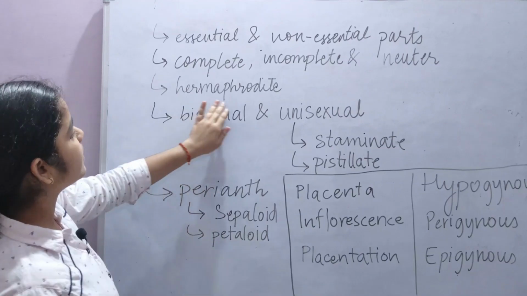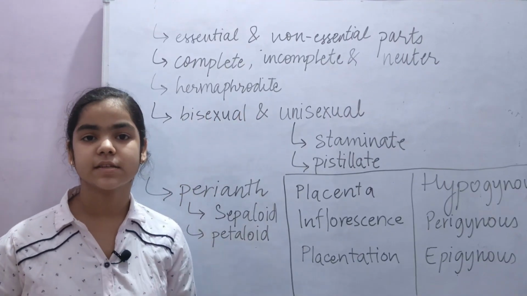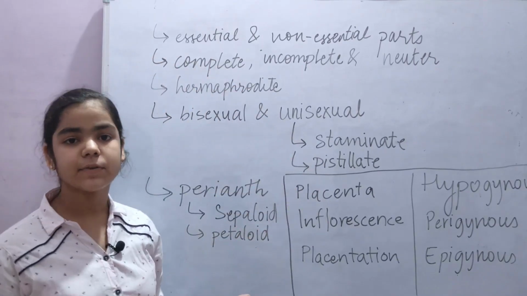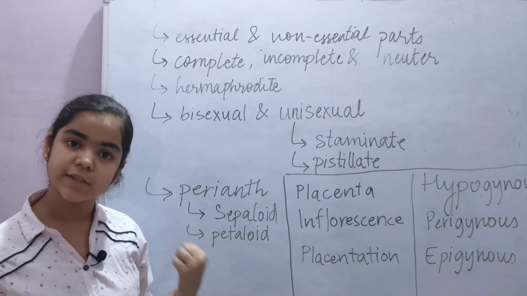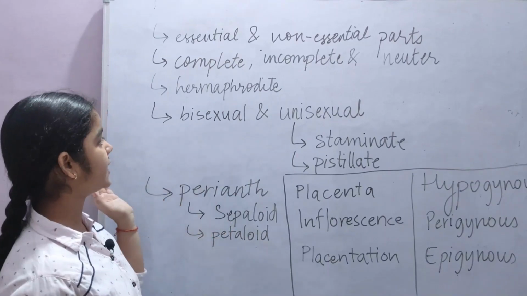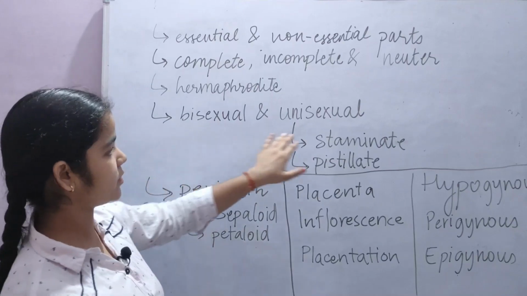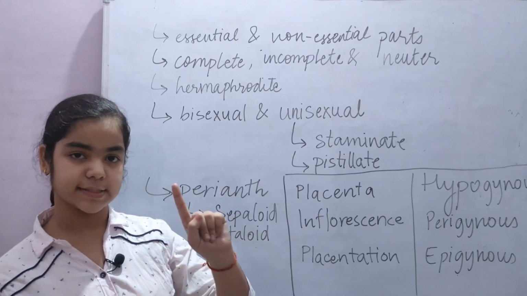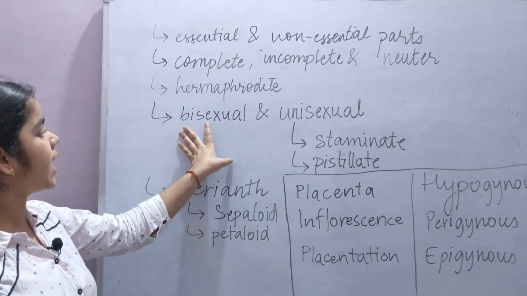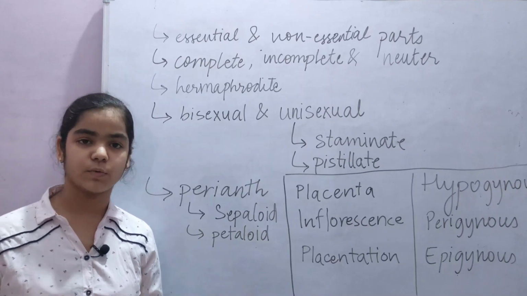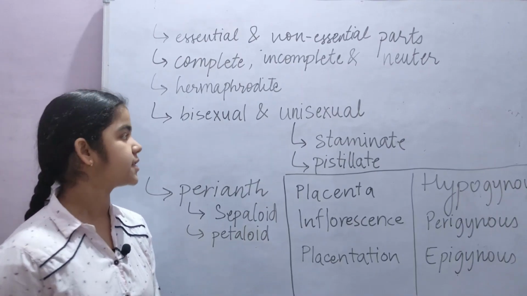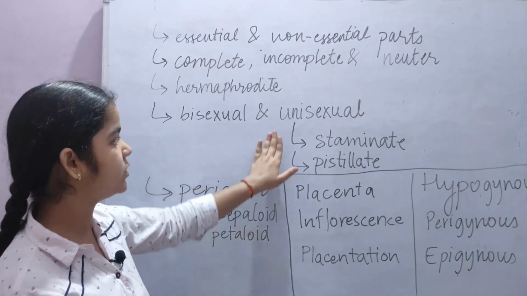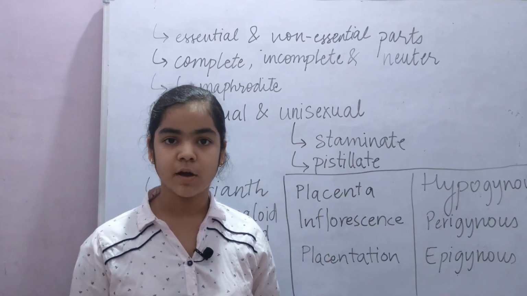Next is hermaphrodite. This term actually means both the sexes, the male and the female parts. So when the male and the female parts are present on a plant together, then that plant is called a hermaphrodite plant. What are bisexual and unisexual? Bisexual means two sexes, whereas unisexual means only one sex. An example of a bisexual flower is, as always, the rose. It contains both male and female parts, androecium and gynoecium. Whereas unisexual means either the androecium or the gynoecium.